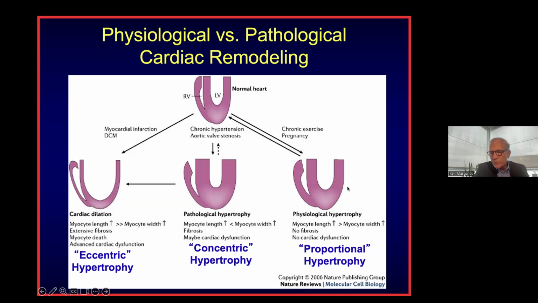And then I just want to take a moment to remind folks that you can have increased myocardial mass without it being pathologic. Athletes and women who are pregnant get an increase in myocardial mass, but the proportion of the myocytes is more or less intact. There's no fibrosis, there's no cardiac dysfunction, and no cellular dysfunction. So these are adaptive hypertrophy mechanisms that are quite distinct from the other two pathologic mechanisms.